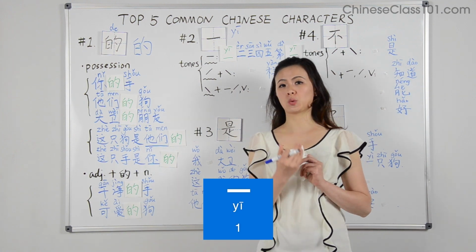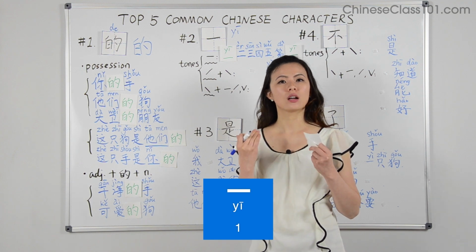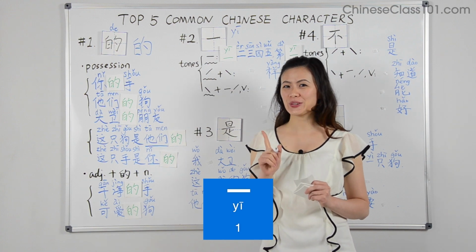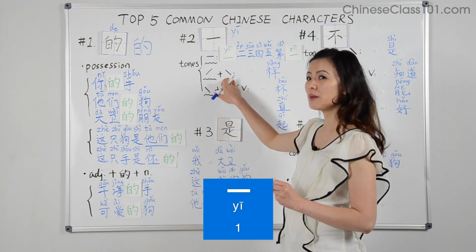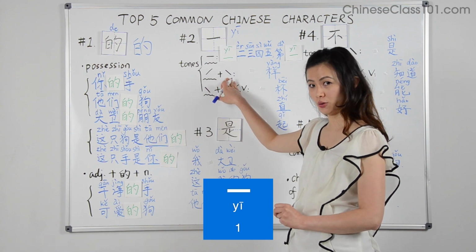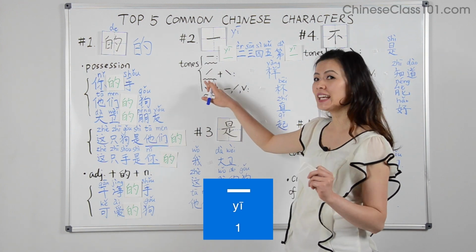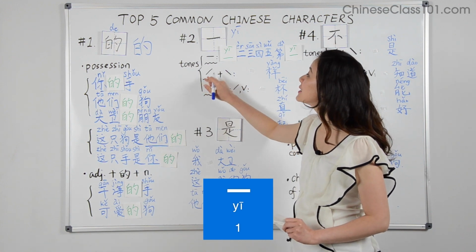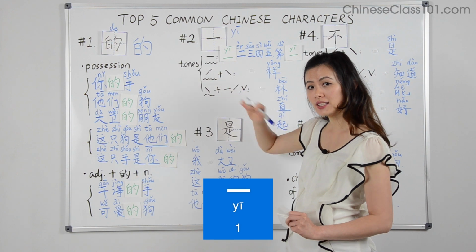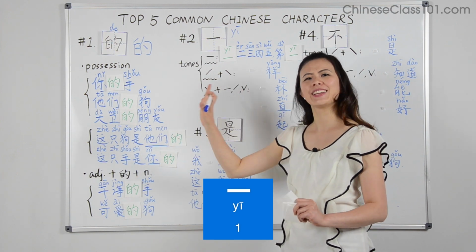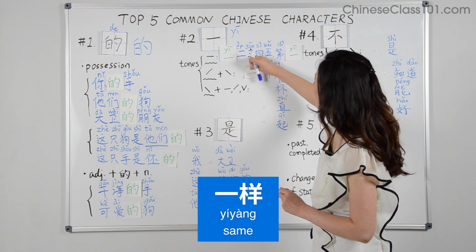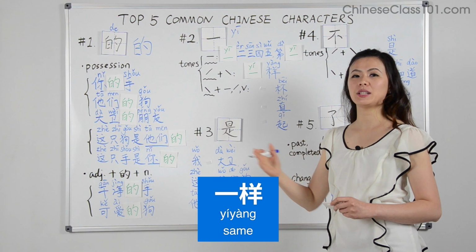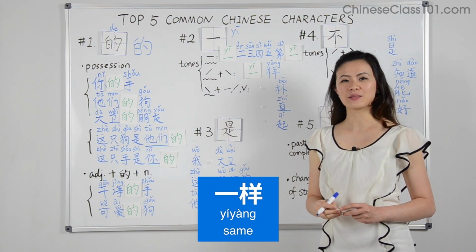Okay, when 一 is followed by other characters to make compound words, or when 一 is followed by a measure word, otherwise called classifiers or counters, 一 has two different tones. First, when 一 is followed by a fourth falling tone. Okay, one more time. When 一 is followed by a fourth falling tone, 一 becomes the second rising tone. 一 as in 一样. See, 样 is the fourth falling tone. 一样 meaning the same. 一样.